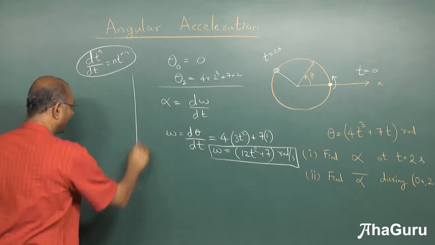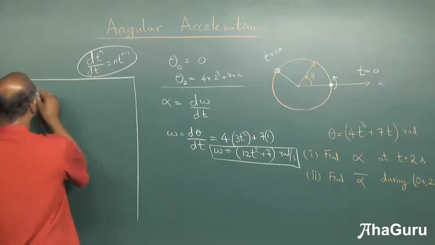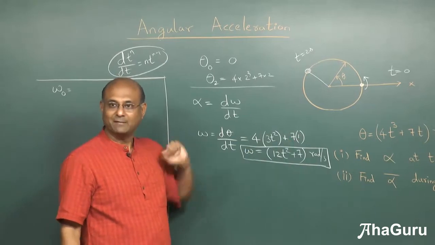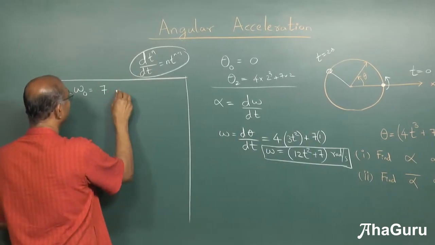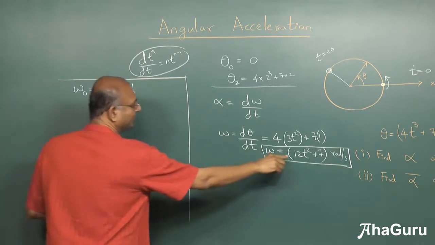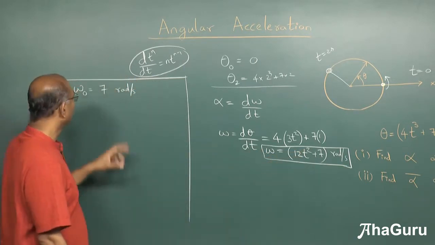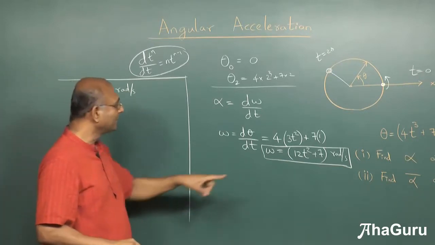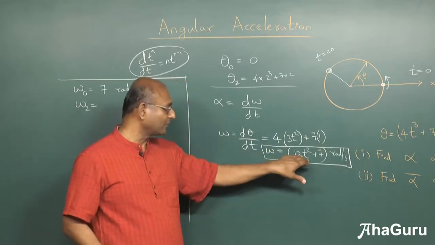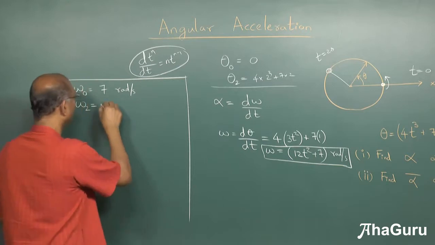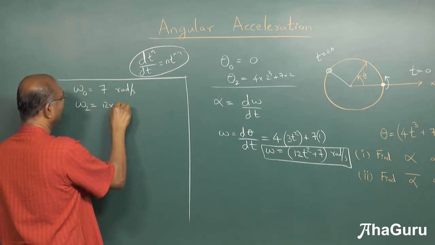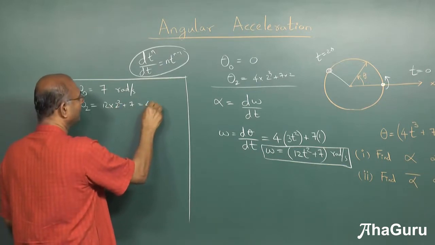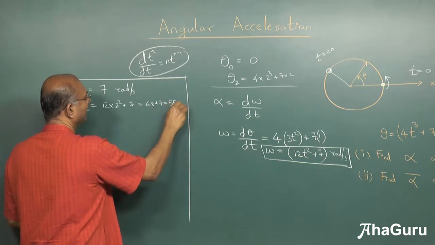We will need this calculation anyway, so I am going to do this separately. What is omega initial? That is at t equals 0. I can substitute the value here: 12 into 0 square plus 7, so that is 7 radians per second. What is omega at 2 seconds? That is not asked in the question, but if I did calculate, 12 times 2 square plus 7. So that is 4 into 12, 48, plus 7, which is 55 radians per second.